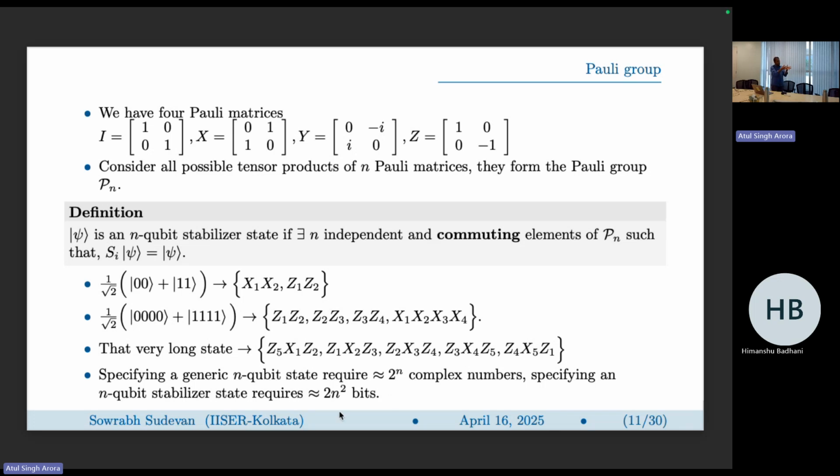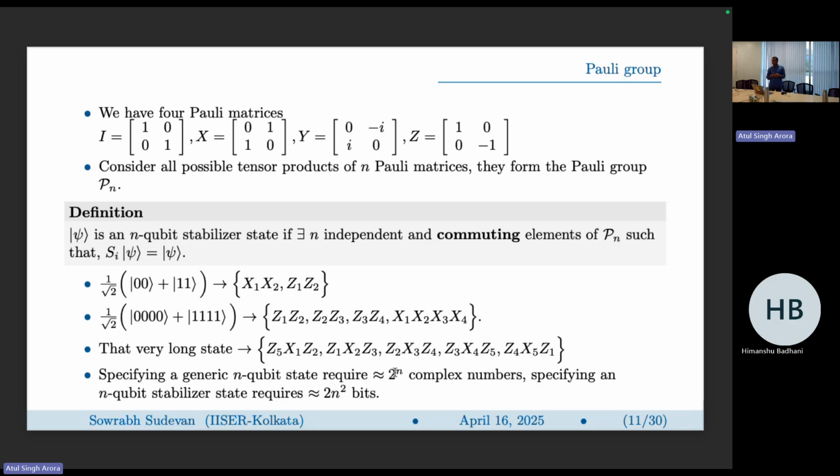The advantage you will see as we take larger and larger qubit states. Specifying a generic n-qubit state requires 2 to the power n complex numbers. It grows a lot. But if that state is a stabilizer state, which is not true for any state, then you can represent it in 2n squared bits. The n squared comes from this: if there's an n-qubit state, you will have n Pauli matrices. Each of those Pauli matrices can be thought of as a 2-bit thing, because there are 4 Pauli matrices. And you have an n-length string, and there are n such strings. So that's why there are 2n squared bits. So 2n squared is much better than 2 to the power n for large enough n.